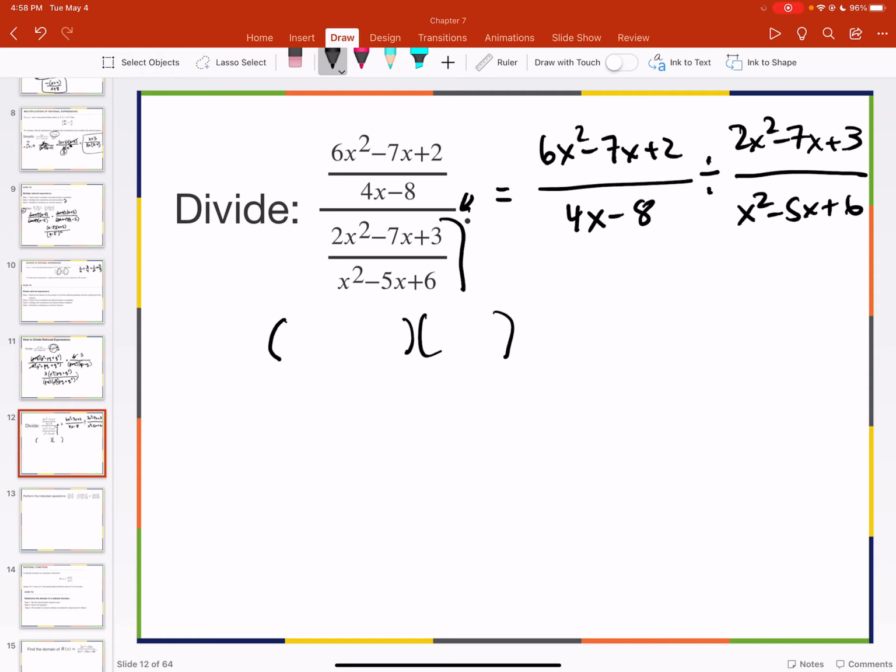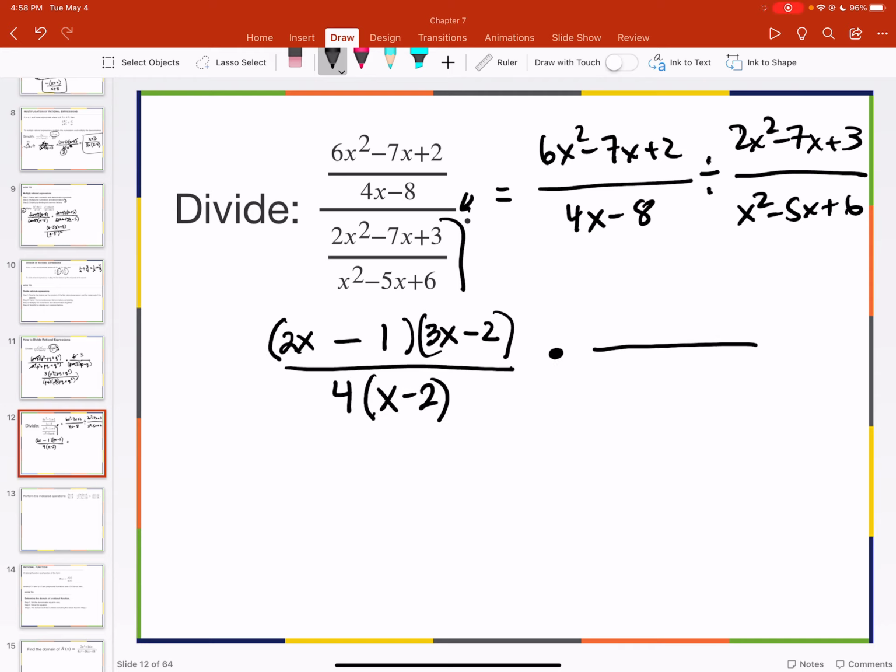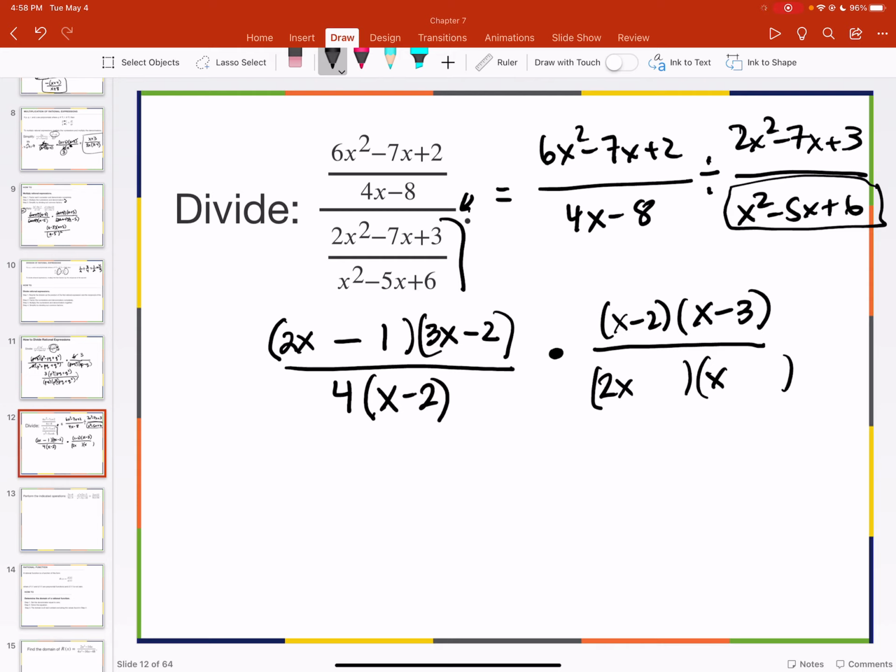So let's go ahead and factor this. So you want probably 2x and 3x. And then here we have minus 2 and minus 1. And then all over a GCF of 4, that gives me x minus 2. Now times, and then this is going to go in the numerator now. So that's going to be x minus 2, x minus 3. And then on the denominator, we're going to have to factor this 2x and x. What are the factors of 3 here? We want negative 7 in the middle, so minus 1, minus 3.